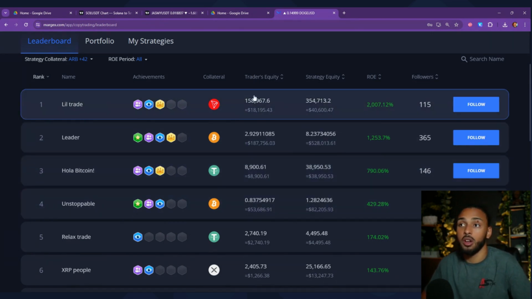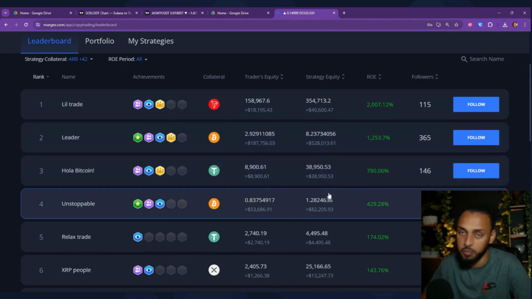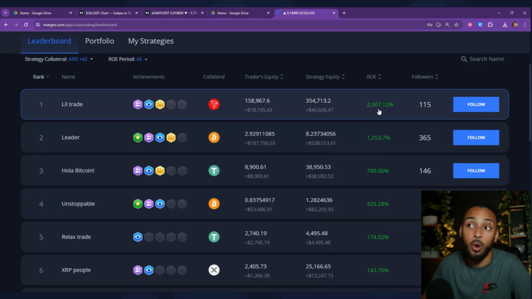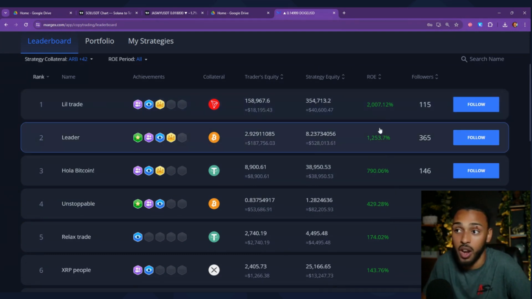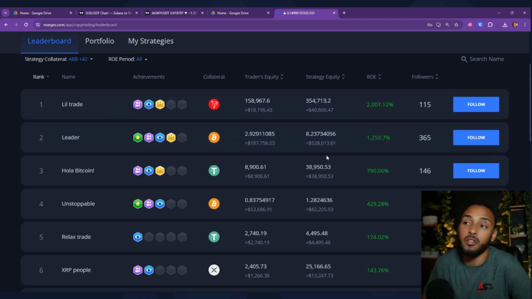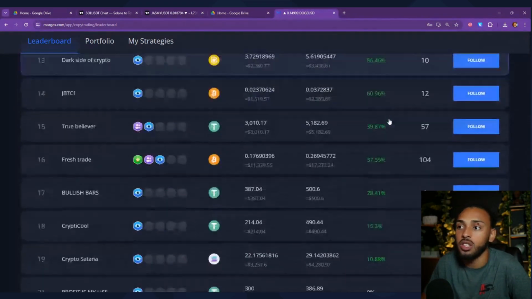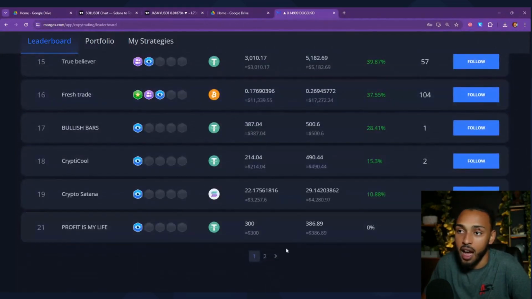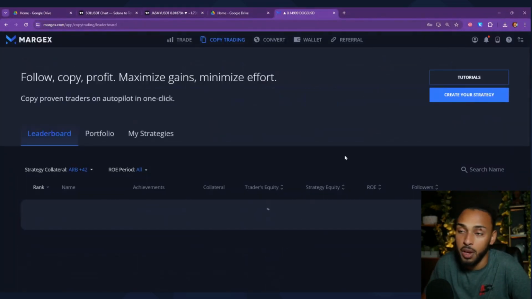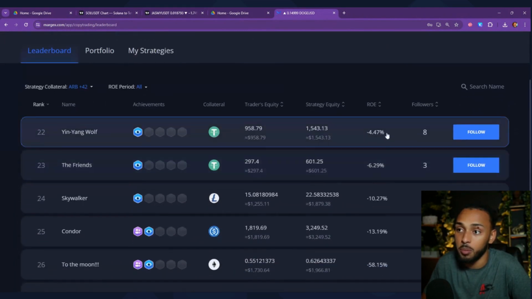So this just goes to show, how much does the trader put in? How much have people put in? How much have they invested into that strategy? And you can finally see, of course, how well it's doing. As you can see, Lil Trade has a 2,000% ROE, which is phenomenal. You have Leader with the 1,200% ROE, which is phenomenal. We have Ola Bitcoin with 790%, Unstoppable at 429, and then some of your smaller guys, between 100, 90, 30 and things like that. Now, obviously, if you go to page number 2, you can also see some of the people who are in the negative.